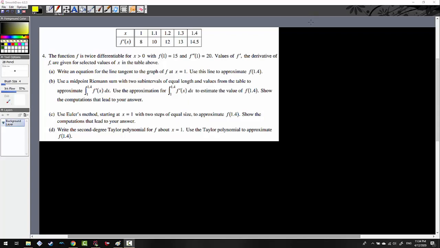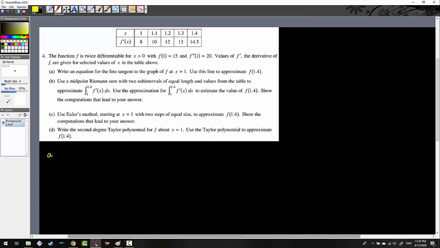In today's video, we will be covering the 2012 Calculus BC exam. Question number 4 is a typical table style problem with a BC twist to it. We're given a function that is twice differentiable with x being greater than 0, with f of 1 being 15 and f double prime of 1 being 20. Values of f prime, the derivative of f, are given for selected values of x in the table above. So let's start answering some of these questions.